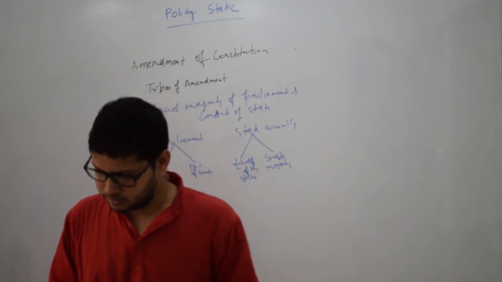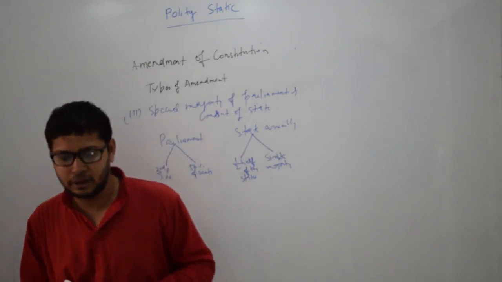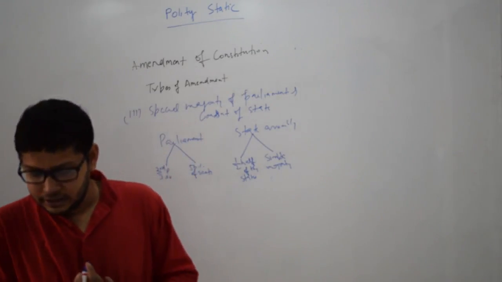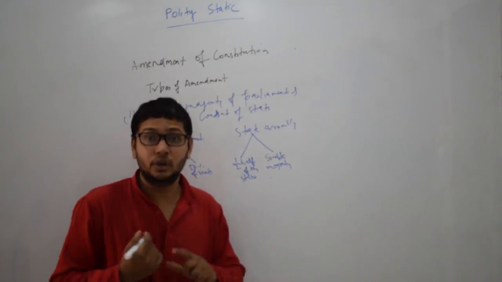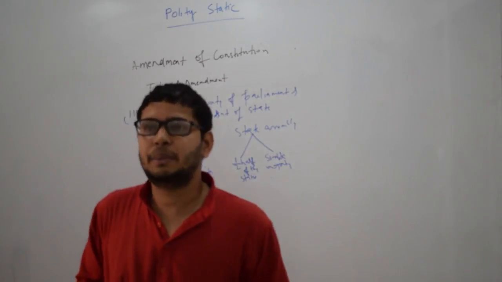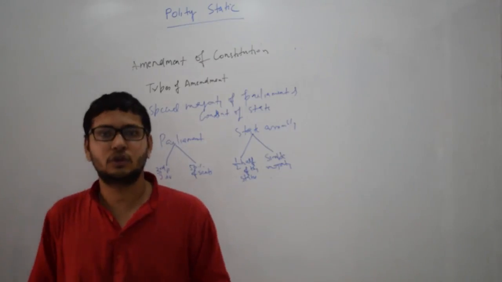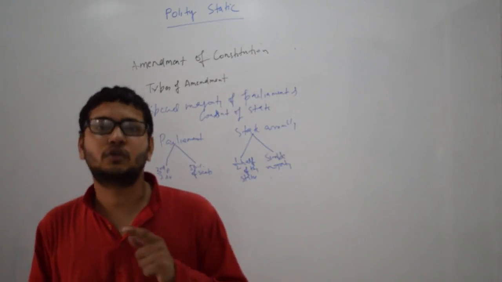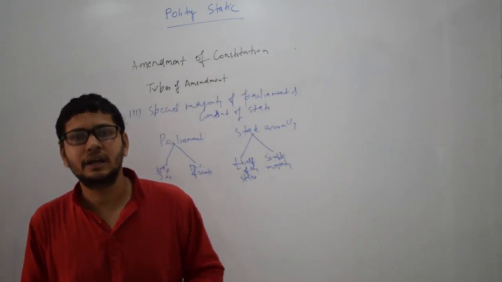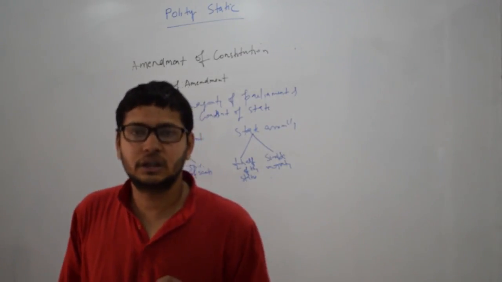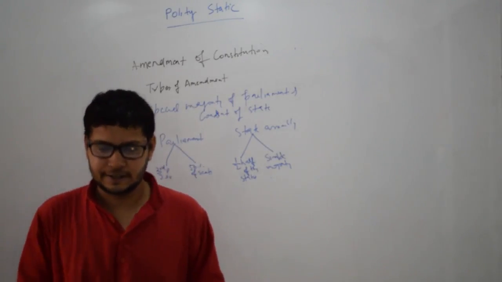So this ends this chapter. One or two more trivia which I want to end with: the state assembly cannot initiate an amendment. In the US they can, but in India it is only the Parliament which can initiate a constitutional amendment. And second, there is no provision of joint sitting in case of constitutional amendment. In case of an ordinary bill, yes, there is the provision of joint sitting, but in case of constitutional amendment there is no provision of joint sitting.